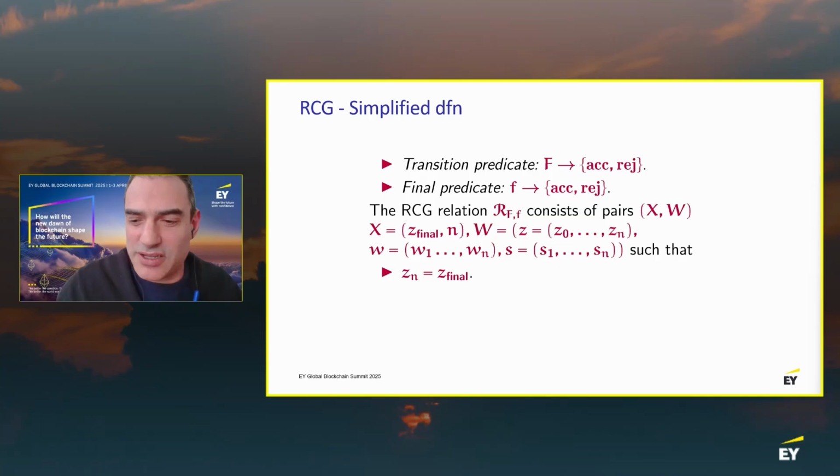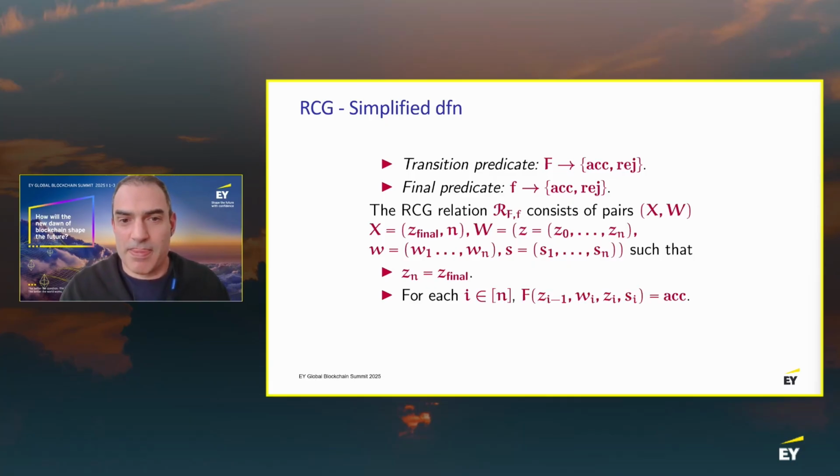So we say (x, w) is in the relation if Z_n is Z_final, so we reached the desired final state. The second thing is similar to what you see in IVC. For every i, the transition was valid, so F(Z_{i-1}, W_i, Z_i, S_i) is accept. So every transition was valid. And the third thing is what is different from IVC.